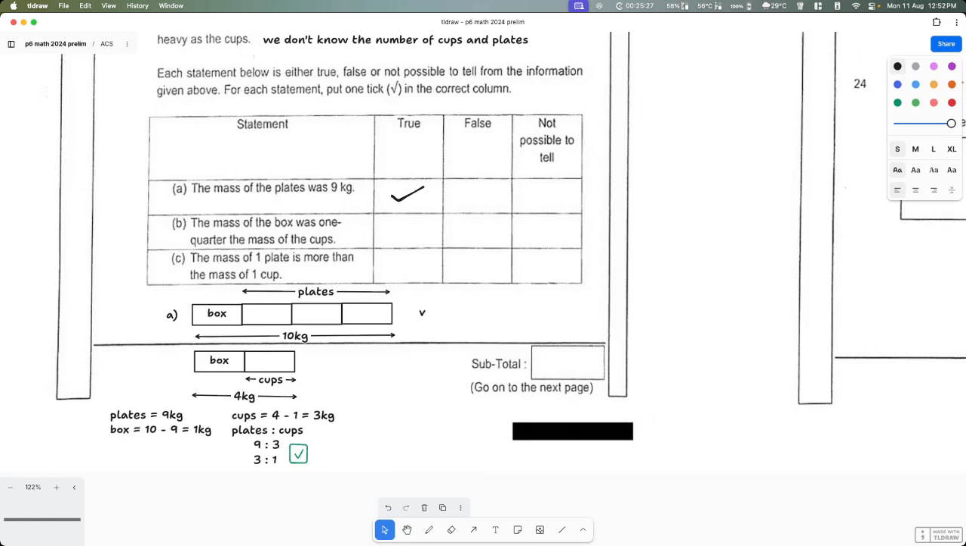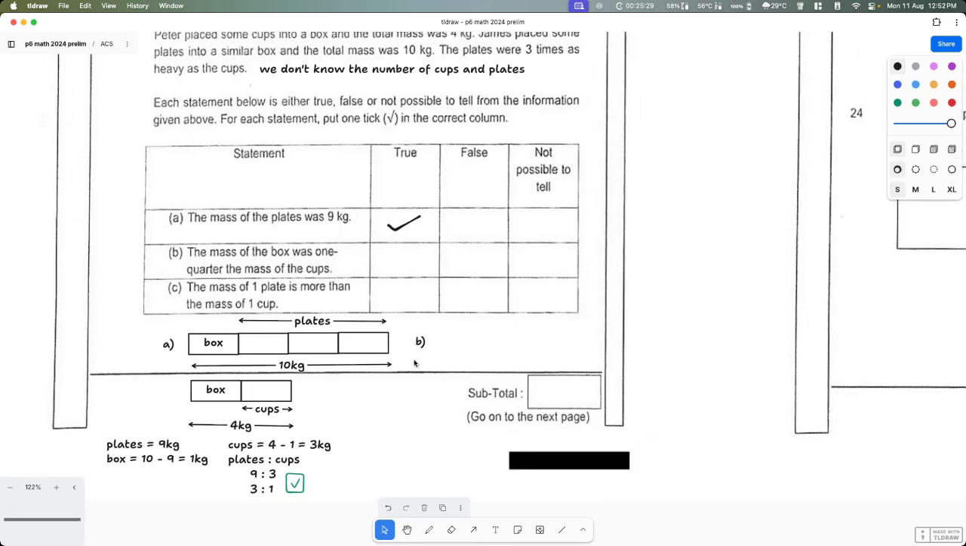So if you were to go to this example over here, right? Since the cups is, if cups is equal to 3 kg, that means box is 1 kg. So ratio, box to cups is equal to 1 divided by 3, which means 1/3. So in this case, this is false.